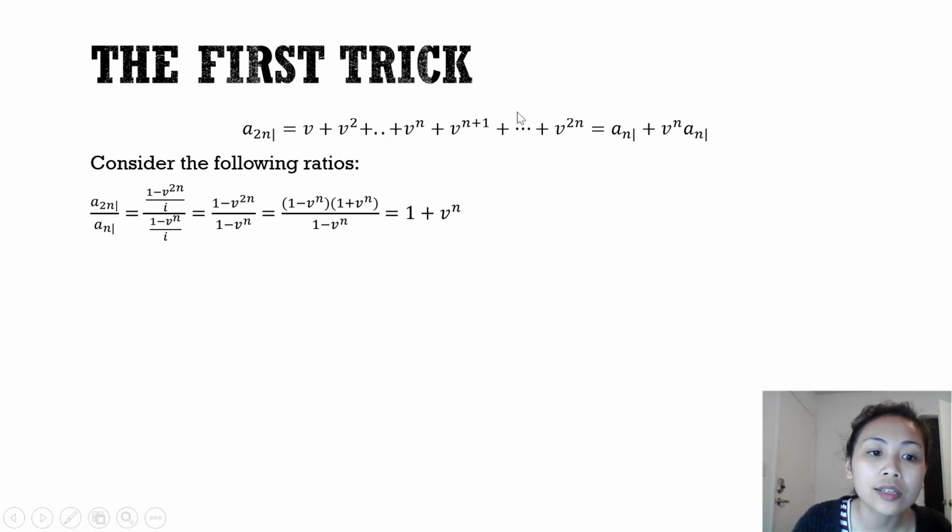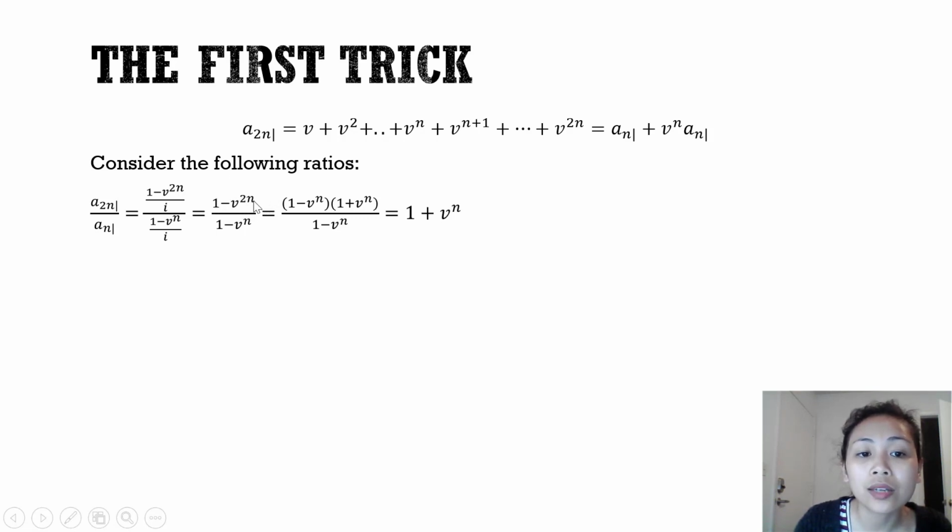So a of 2n is basically 1 minus v to the 2n over i. A of n is 1 minus v to the n over i. This is by definition, by formulas of annuity immediate. Here i and i cancel, so we have 1 minus v to the 2n over 1 minus v to the n.